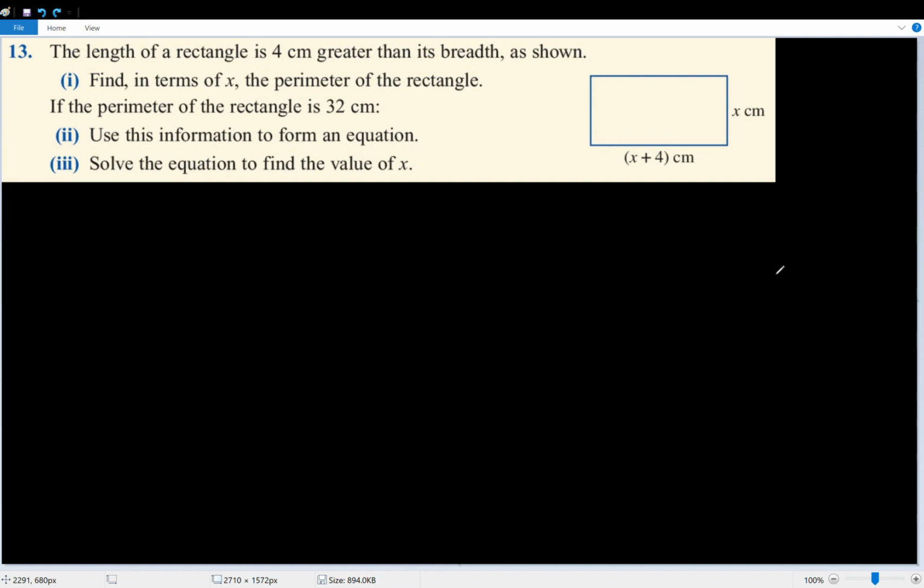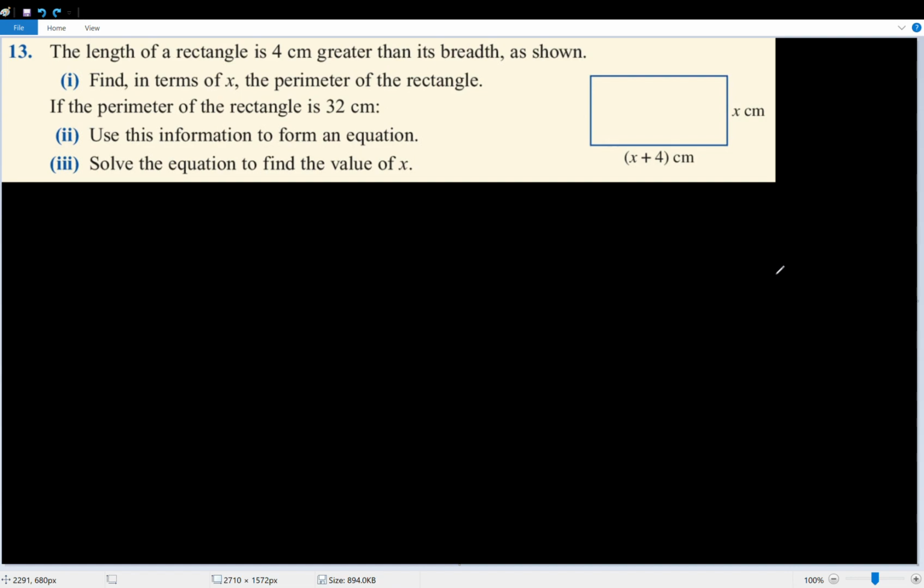The length of a rectangle is 4 centimeters greater than its breadth, as shown. For part 1, we've got to define, in terms of x, the perimeter of the rectangle. And then, if the perimeter of the rectangle is 32 centimeters, for part 2, we have to use this information to form an equation. And part 3, we've got to solve the equation to find the value for x. Let's go through this one step at a time.